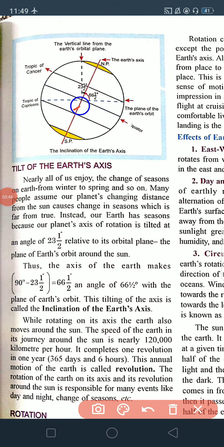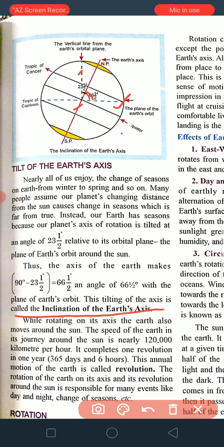Here you can see that this axis of the earth, which is tilted 23.5 degrees, makes an angle of 66.5 degrees with the plane of the earth's orbit. This is the 90-degree angle, and this is slightly tilted by 23.5 degrees. But it makes an angle of 66.5 degrees with the earth's orbit, and this tilting of the axis is called the inclination of the earth's axis.